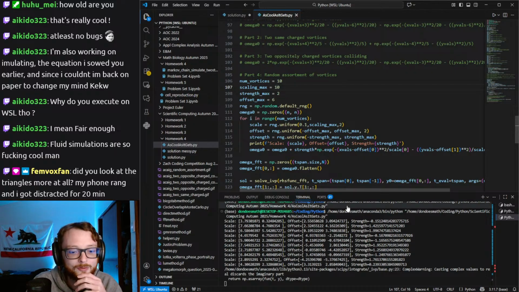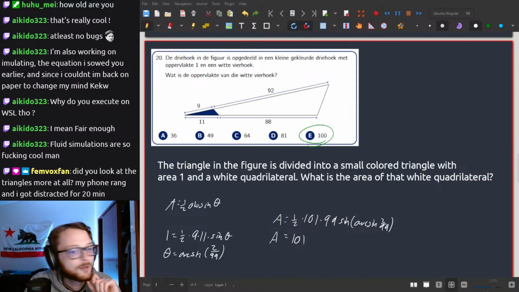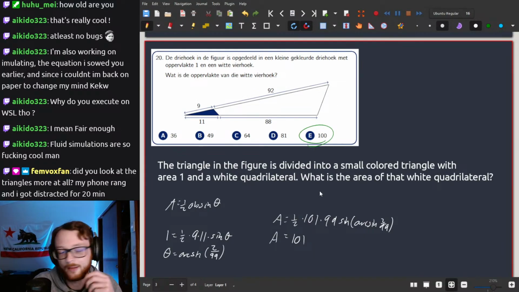Oh yeah, you guys had a good time, because my computer is simulating right now anyway. The answer's 100. I think I just used the formula that someone pointed out in chat: 1/2 AP sine theta. You can get that this angle here is arc sine 2/99. Then you take that angle and plug it into the same formula for the big triangle, and get that the entire big triangle is 101, so you subtract out the 1.